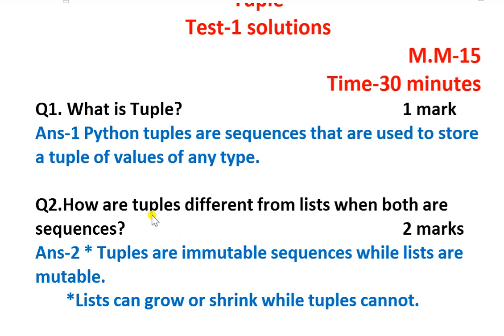Question number 2, how are tuples different from lists when both are sequences? The answer is tuples are immutable sequences while lists are mutable. Lists can grow or shrink while tuples cannot.